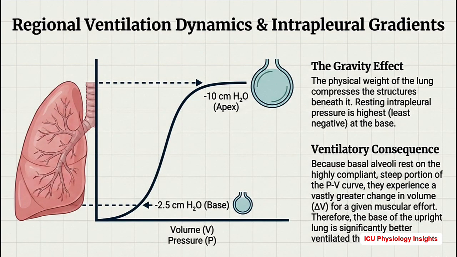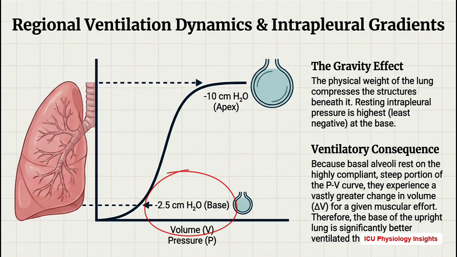All right, now that we understand the lungs' pressure-volume properties, we can explore a fascinating consequence of that. Ventilation is not uniform. In an upright person, gravity plays a major role in how gas gets distributed throughout the lungs. Because of its own weight, the lung essentially hangs in the chest cavity. And this creates a vertical gradient in pleural pressure. It's more negative at the apex and less negative at the base.